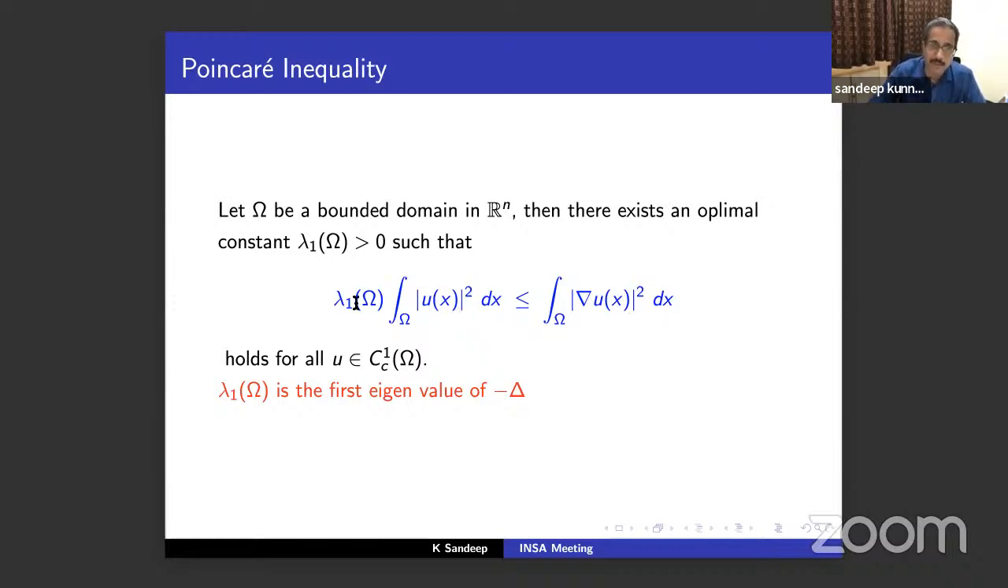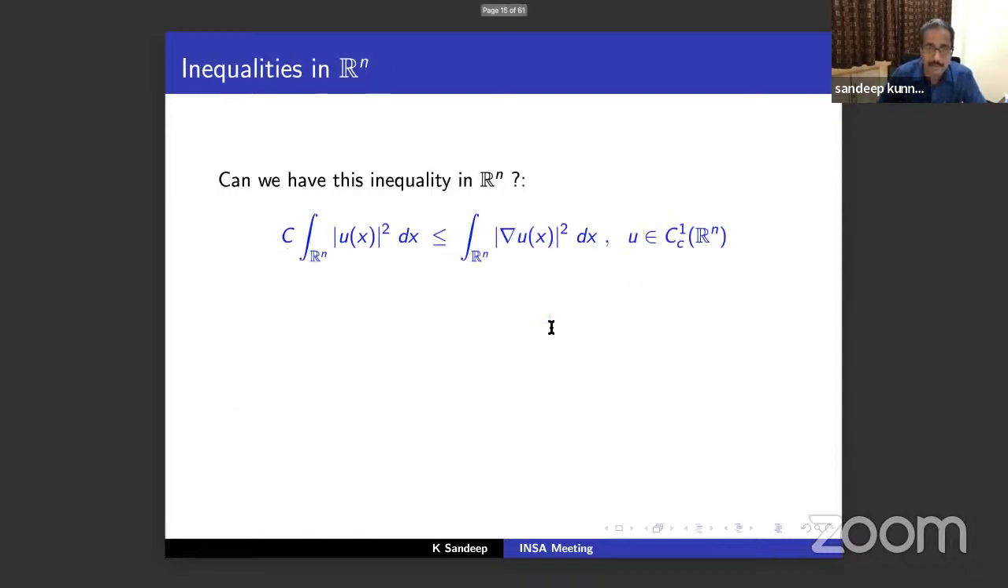So the first thing I wanted to ask is whether this kind of inequality is true in R^n. In other words, does there exist a constant c greater than 0 such that c times the integral over R^n of |u|^2 is less than or equal to the integral over R^n of |gradient of u|^2, for all u in C_c^1(R^n), all C^1 functions with compact support in R^n? Unfortunately, the answer is no. You cannot have this in the entire R^n. That is also saying, in the language of spectral theory, that the bottom of the spectrum of minus Laplacian in R^n is 0. I will just briefly indicate why this is not possible.